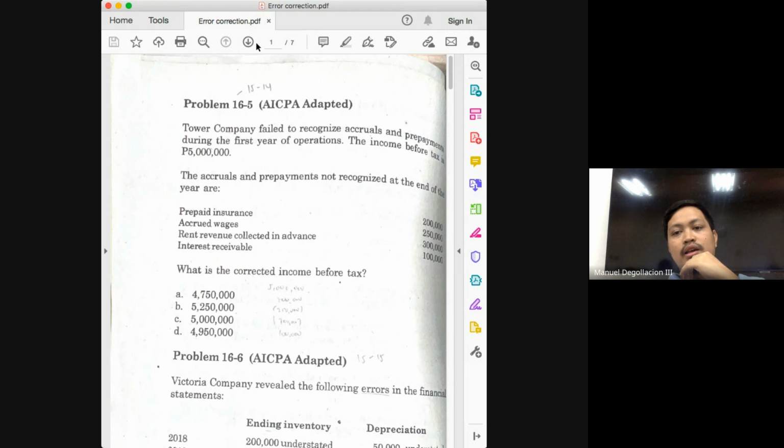Okay. So here, the problem tells us that these accruals and prepayments were not recognized, were not done, were not recorded, class. Okay. But knowing that is not enough. I want you to understand what's going on. So first, the problem tells us that there is prepaid insurance that was not recorded. Okay? First thing I want you to settle, failure to record prepaid insurance, class. Will this be an example of an accrual or a prepayment, class? Obviously, this is a prepayment.